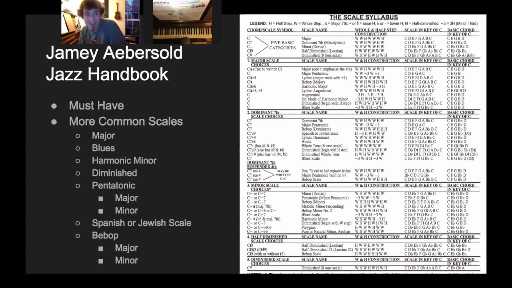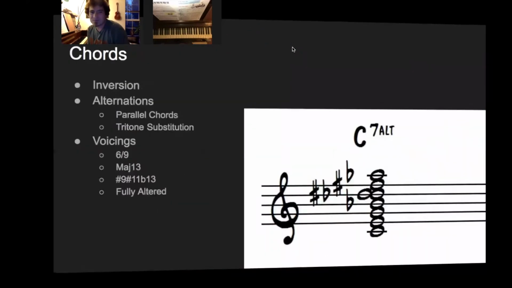Or one of my favorites, the whole tone diminished, which I know has a couple different names also. So jazz musicians must have a knowledge of a decent amount of these scales. I mean, some of these are a bit off the wall, though. All right. Chords.